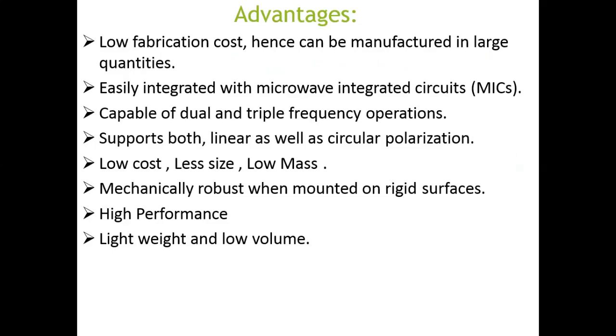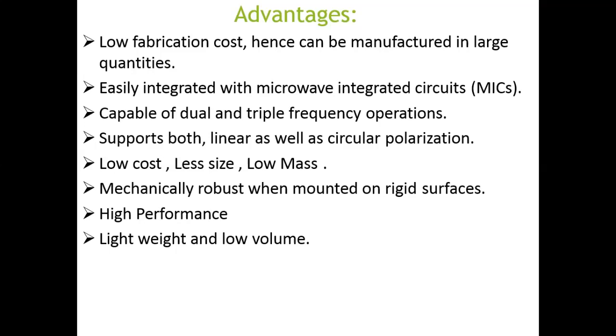Next, advantages of microstrip antenna: low fabrication cost, can be manufactured in large quantities, easily integrated with microwave integrated circuits (MICs), capable of dual and triple frequency operation, supports both linear as well as circular polarization, low cost, less size, low mass. That's why it is very, very important. Cost is very less, size is also very less, and low mass. So many advantages are there. That is why nowadays everyone prefers microstrip antennas.